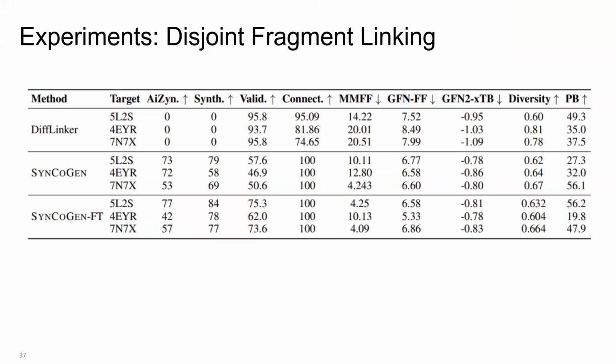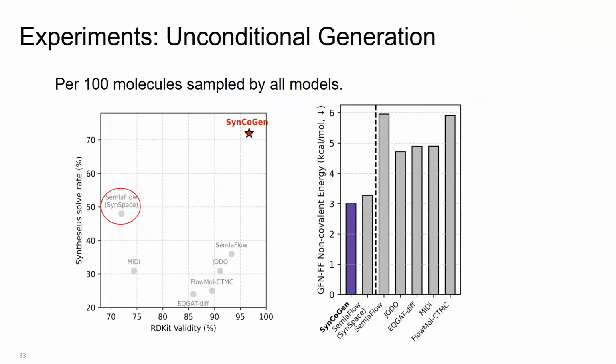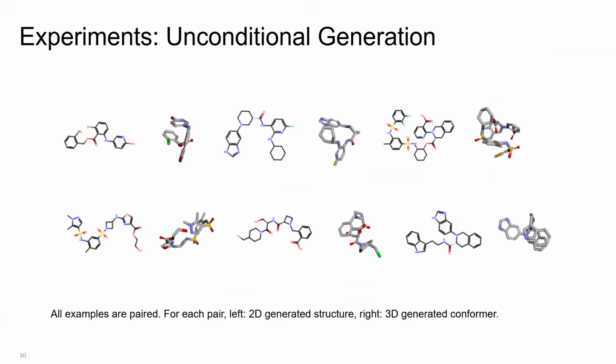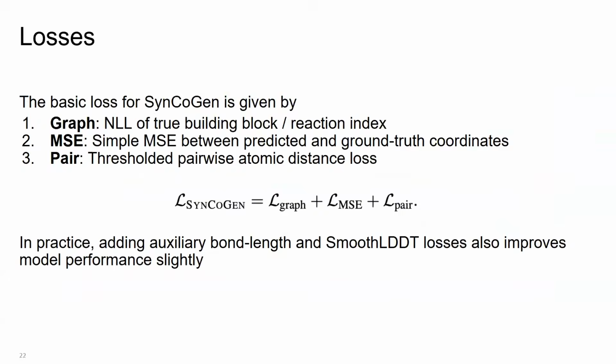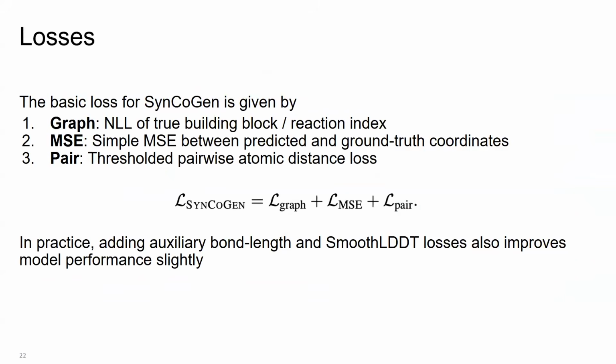I'm wondering about the losses. It seems like the thresholded pairwise atomic distance loss and the auxiliary bond length and smooth LDDT loss have similar information; they're all related to the internal geometry, like pairwise losses. Did you decide on using the thresholded pairwise atomic distance loss as the main loss after trying different things, and it works the best for internal geometry?